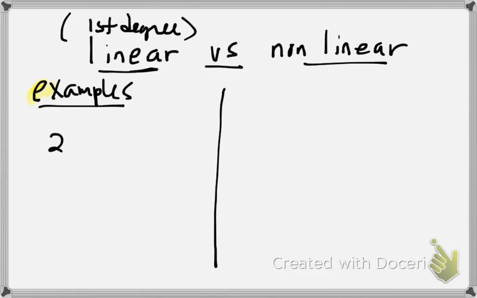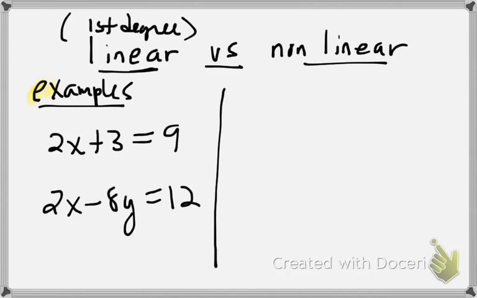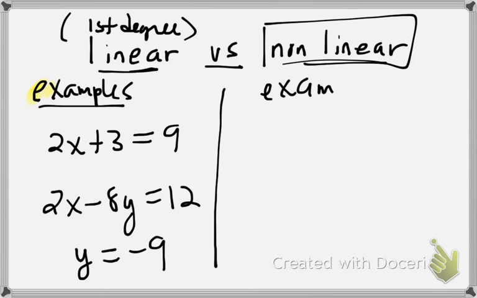Examples: 2x plus 3 equals 9. Well, the highest power of the variable x is 1, so that's first degree. All right, how about 2x minus 8y equals 12? Well, that's first degree because the highest power of any variable in the equation is 1. Okay, how about just y equals negative 9? Still first degree.